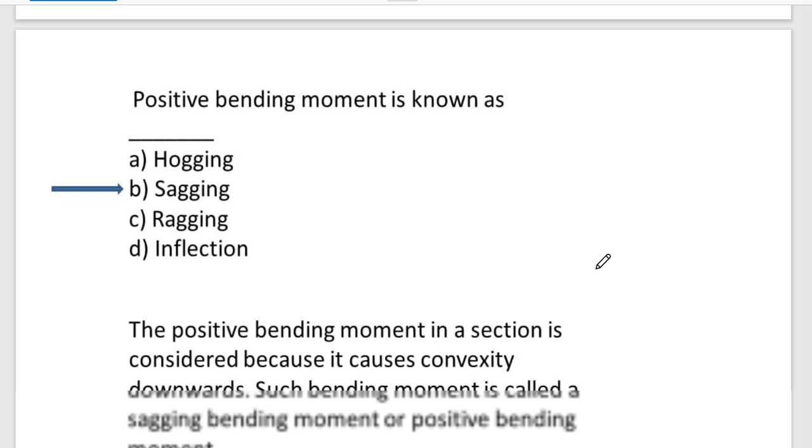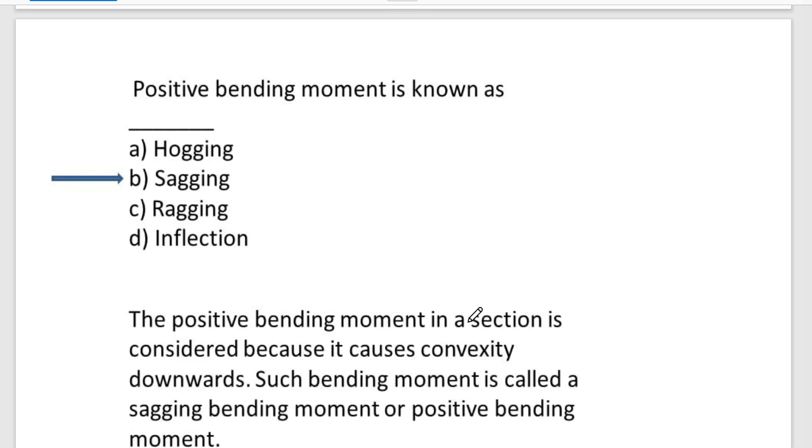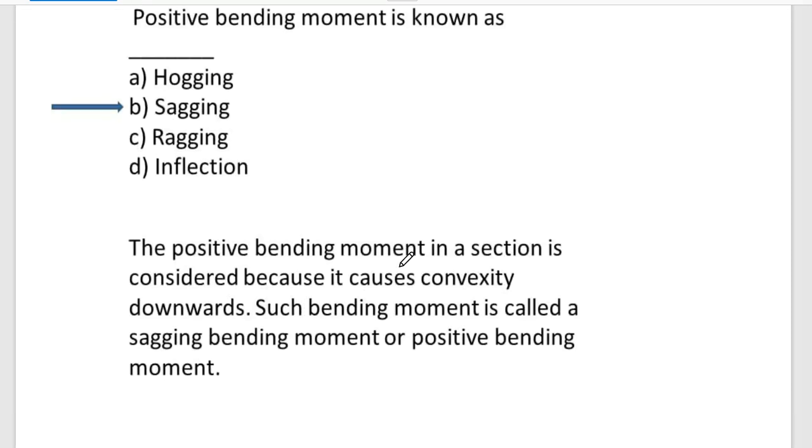Next, question number 10 asks about positive bending moment. What does positive bending moment mean? Positive bending moment is sagging moment, whereas negative bending moment is hogging moment. The positive bending moment of a section is considered because it causes convexity downwards. Such bending moment is called sagging moment and it is also known as positive bending moment.